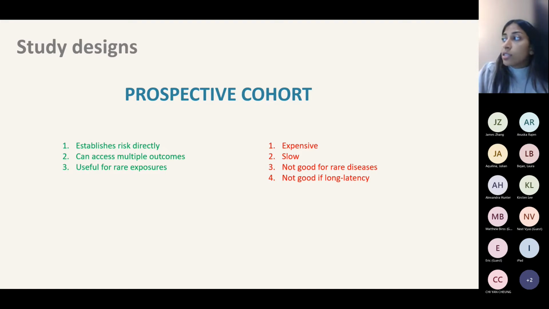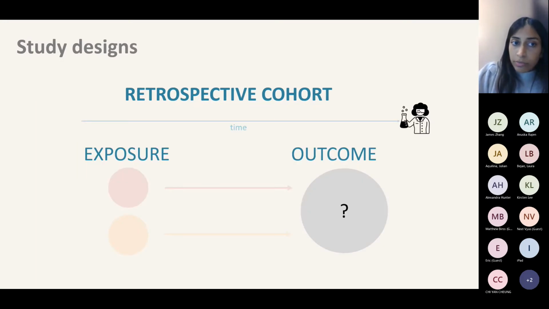However, it's obviously slow, expensive because of the time invested, and it's not good for rare diseases because those few that you've picked within exposure are unlikely to develop them, and is not good if long latency because you'll be waiting a long time.